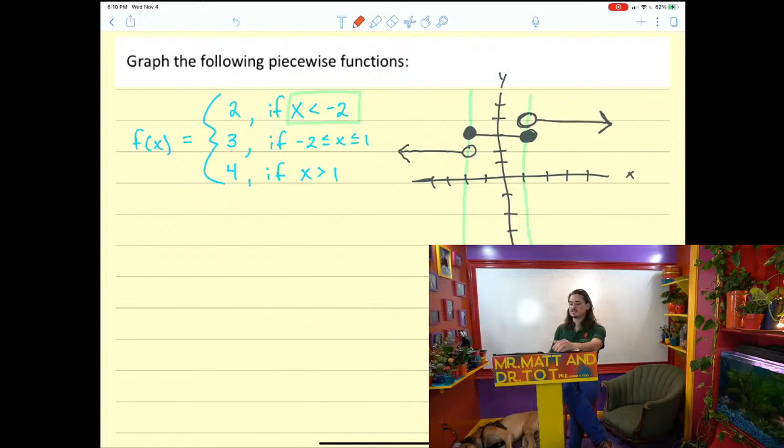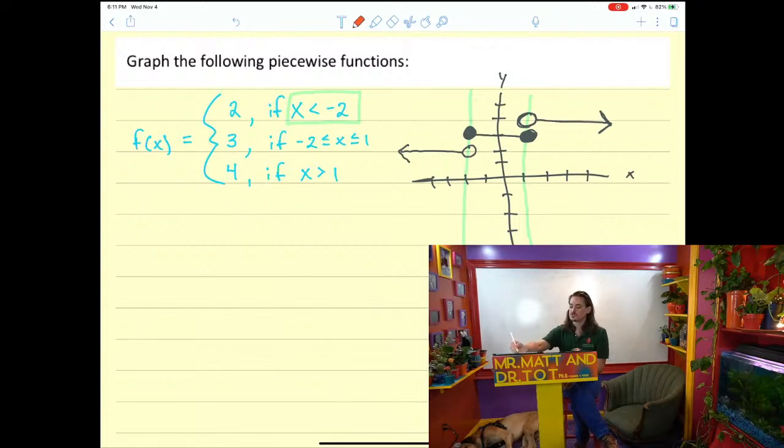Okay, so looking at this function, it says f of x is equal to 2 if x is less than negative 2. f of x is equal to 3 if negative 2 is less than or equal to x, which is less than or equal to positive 1. That basically means whenever x is in between negative 2 and positive 1. And f of x is equal to 4 if x is greater than 1.